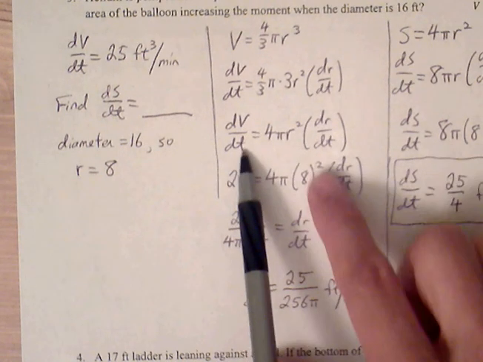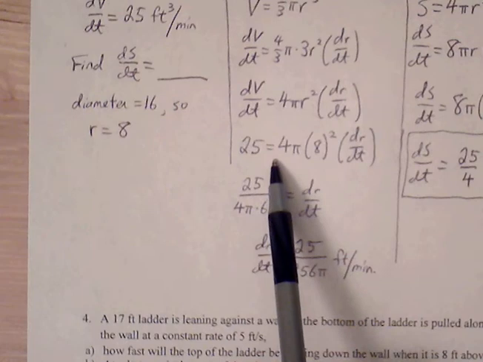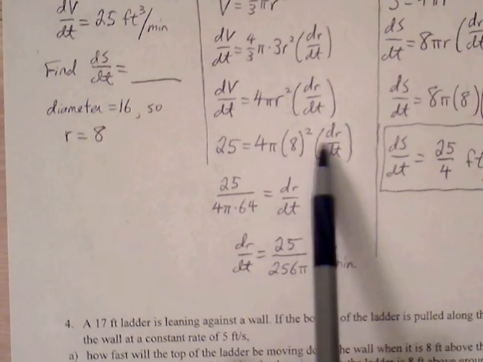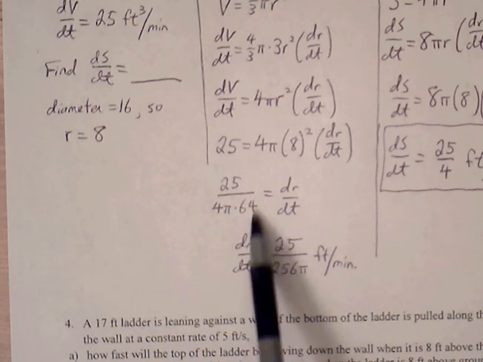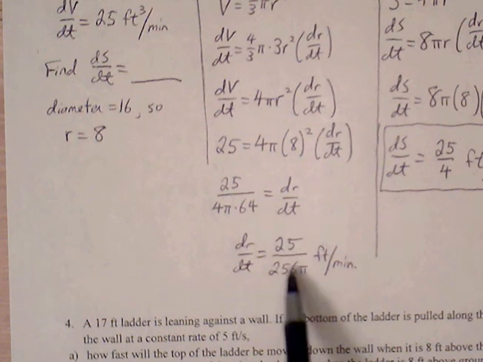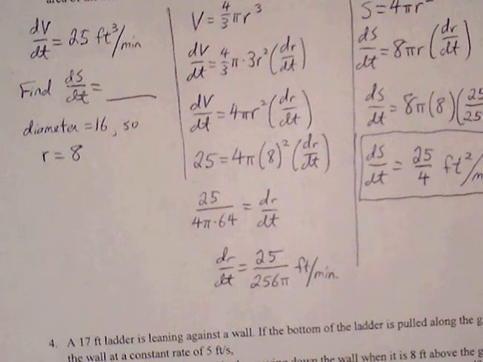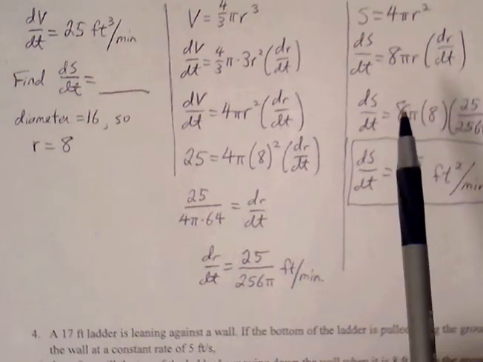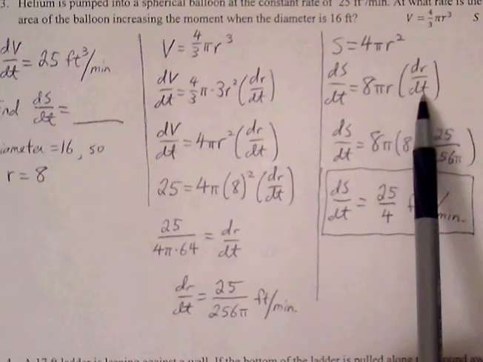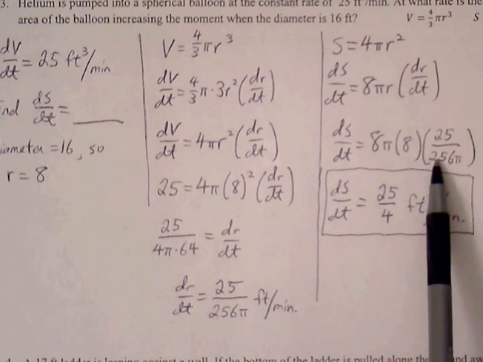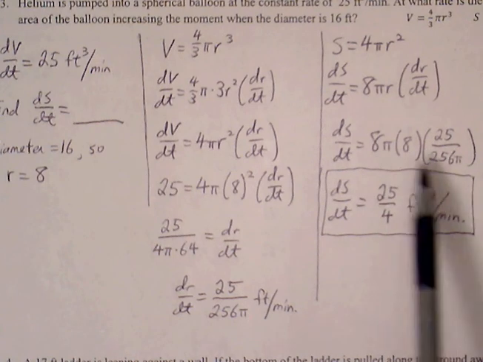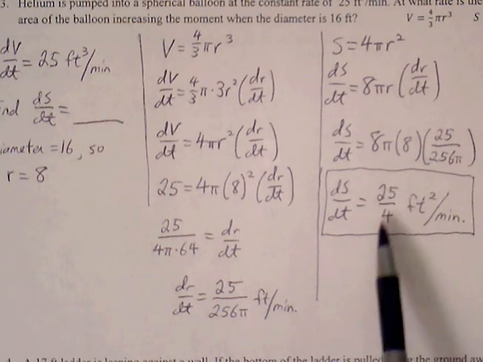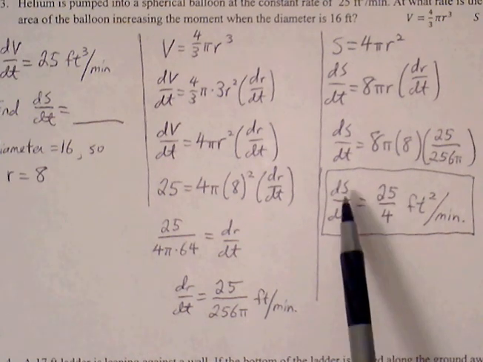If we clean this up a bit, we get 25 is equal to 4 pi times 64 dr/dt. Divide everything over to the other side. dr/dt equals this fraction that simplifies to 25 over 256 pi. So we have dr/dt. We can use that to plug into the dS/dt formula. So dr/dt gets replaced with 25 over 256 pi, and the radius gets replaced with 8. Combine all that, and it simplifies to 25 over 4. The pi's cancel out, and we have our reduced fraction of 25 over 4.